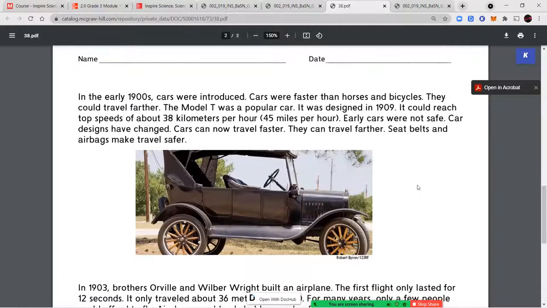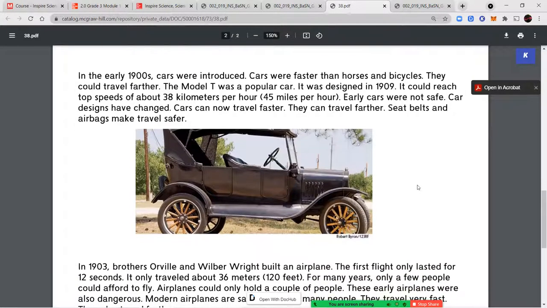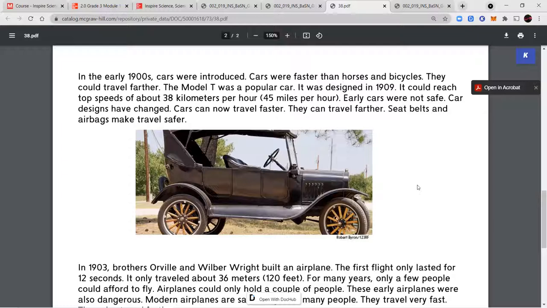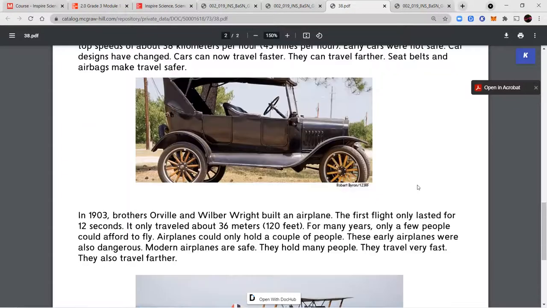In the early 1900s, cars were introduced. Cars were faster than horses and bicycles. They could travel farther. The Model T was a popular car. It was designed in 1909. It could reach top speeds of about 38 kilometers per hour or about 45 miles per hour. Early cars were not safe. The car designs have changed. Cars can now travel faster. They can travel farther. Seatbelts and airbags make travel safer.